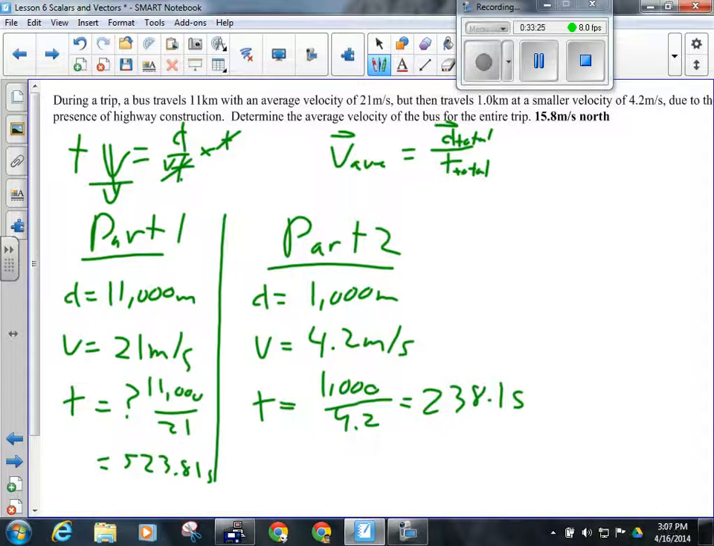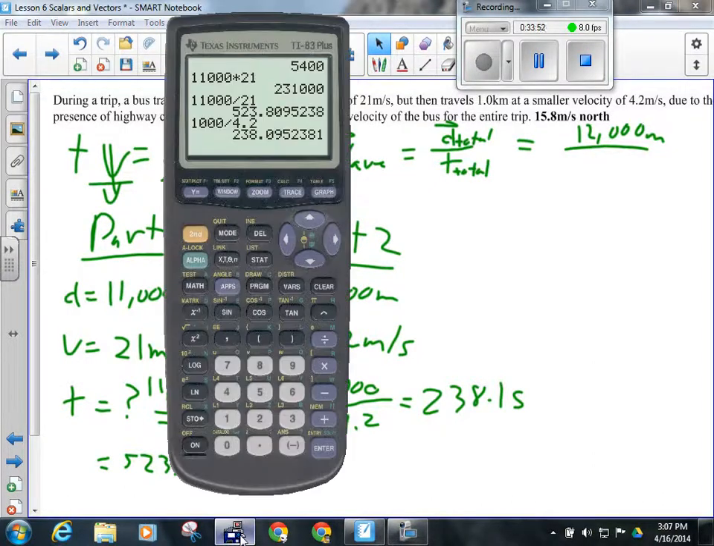Now I'm going to go back to the total over the total. If it goes 11,000 and then 1,000, and they're in the same direction, how far did it go in total? 12,000. My total displacement is 12,000 meters, because it never said they were in opposite directions, so I have to assume they're both forward. Then I add the 2 times together as well: 238.1 plus 523.81. There's my total time, 761.91.